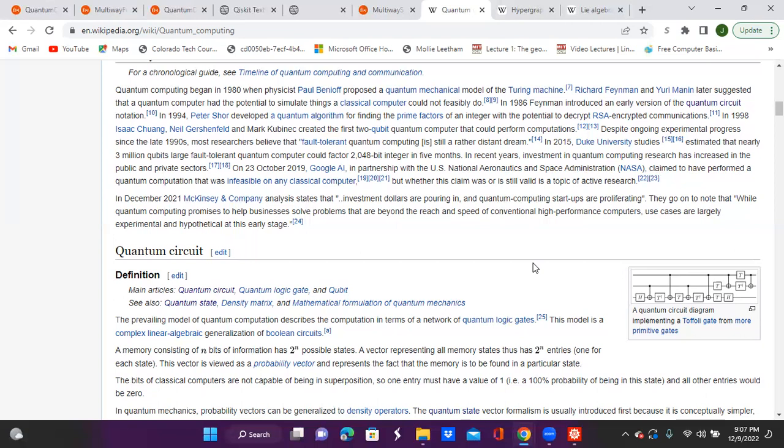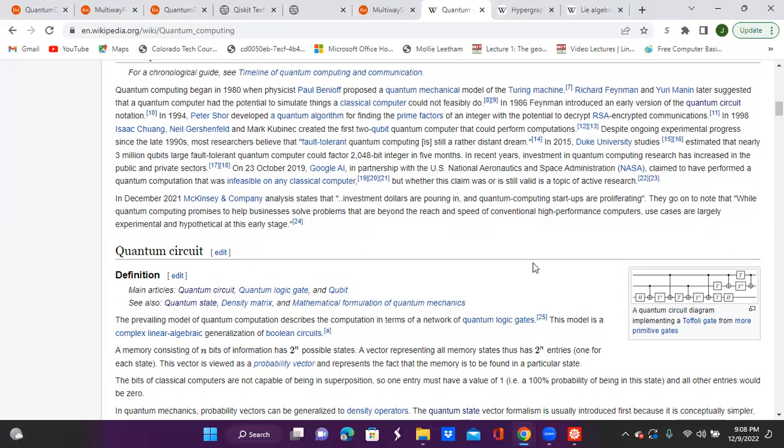In recent years, investment in quantum computing research has increased in the public and private sectors.